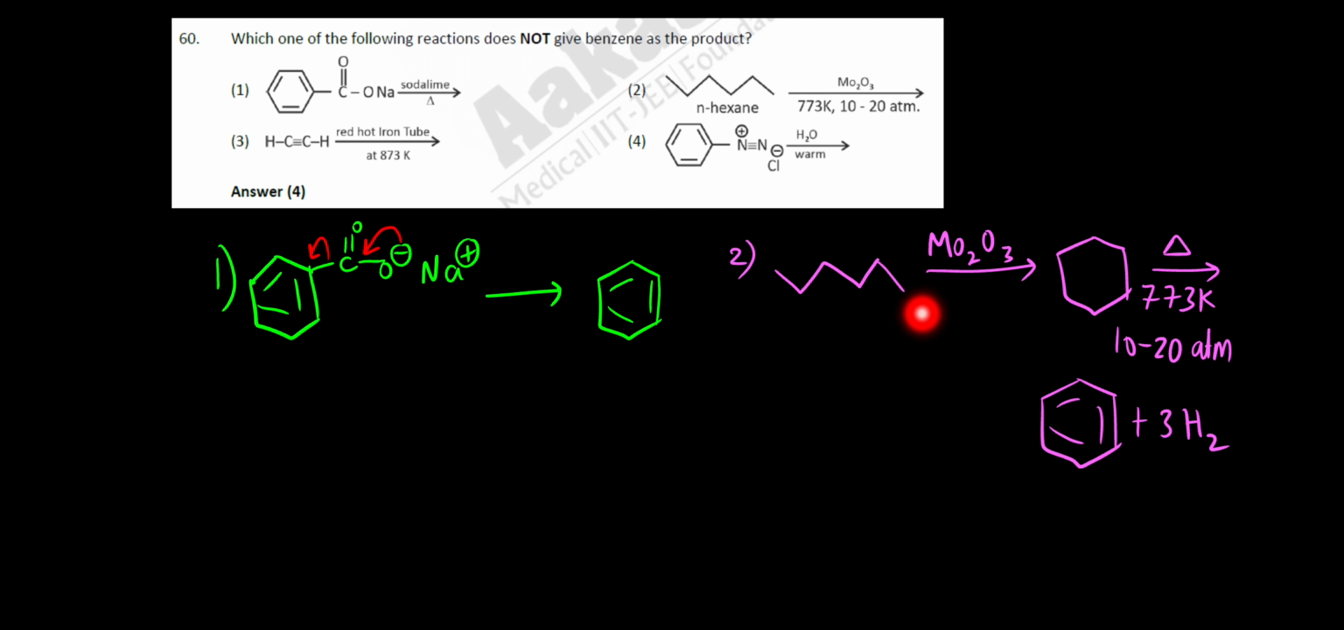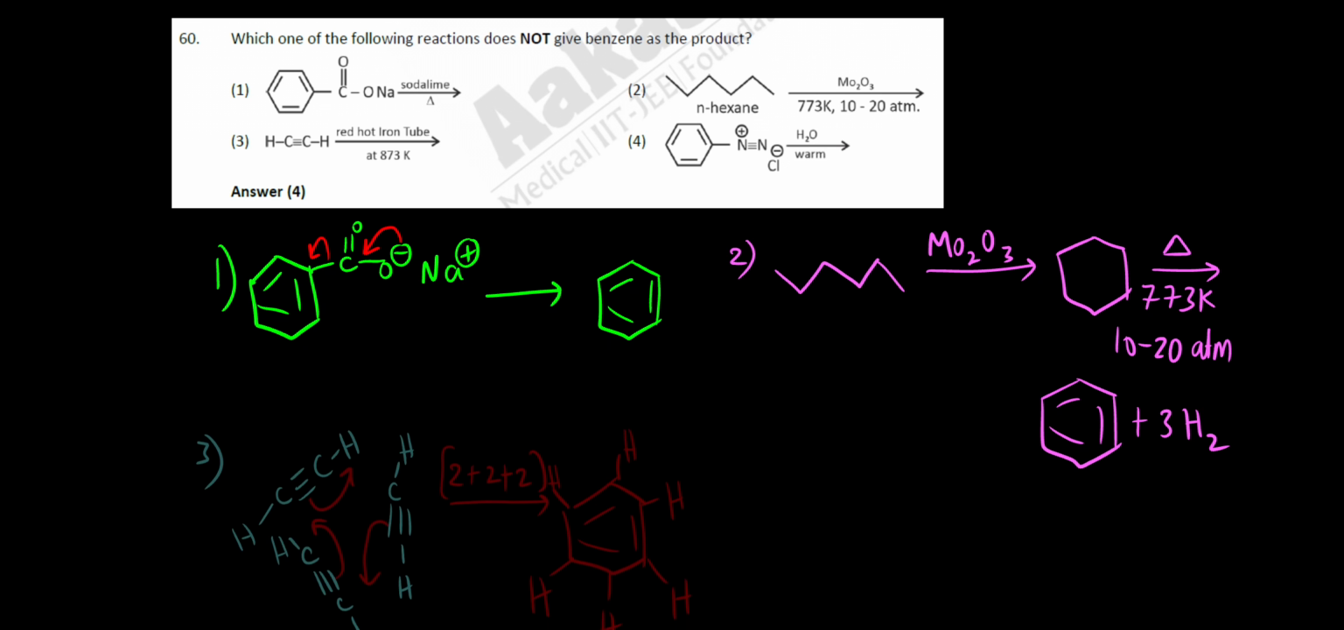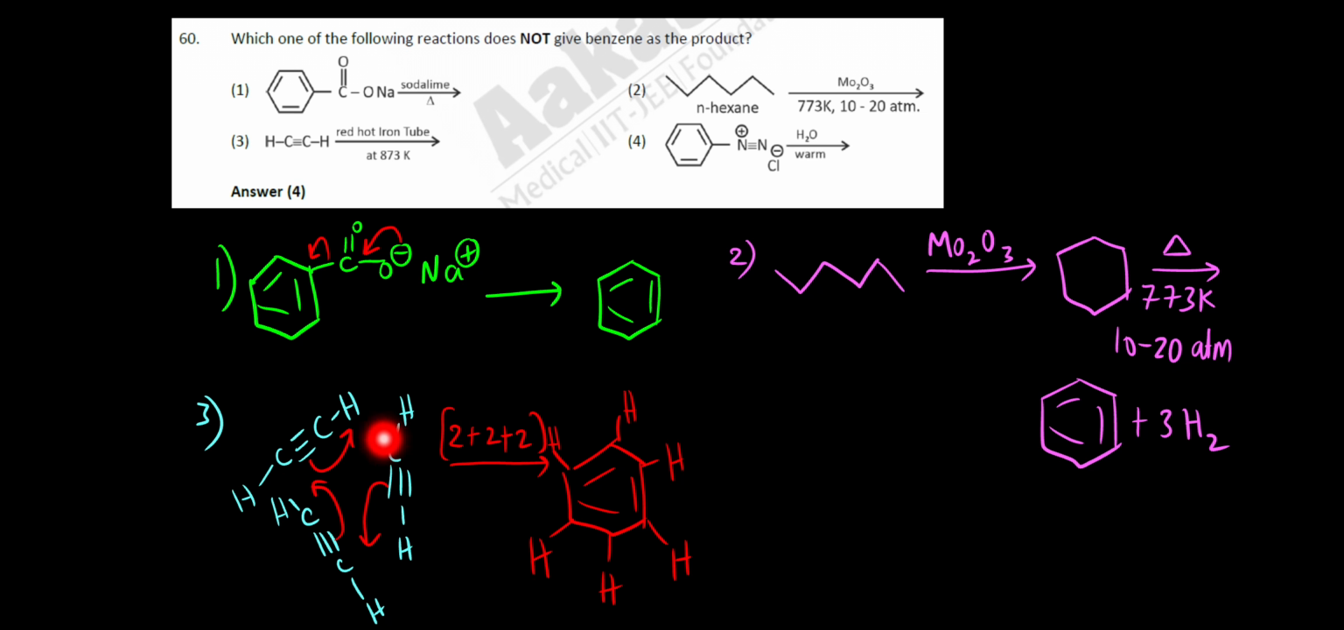Here there is 6-carbon hexane. So in presence of this catalyst it will cyclize. Okay, there will be loss of one hydrogen molecule, it will cyclize, that is loss of H2. Then in presence of heat and high pressure it will form benzene. You can say this is loss of hydrogen, meaning it is getting oxidized. So 2 also, benzene is forming. This third one, from acetylene, 3 molecules of acetylene in presence of red hot iron tube will undergo a reaction called 2 plus 2 plus 2 cycloaddition, and you will get the benzene ring.